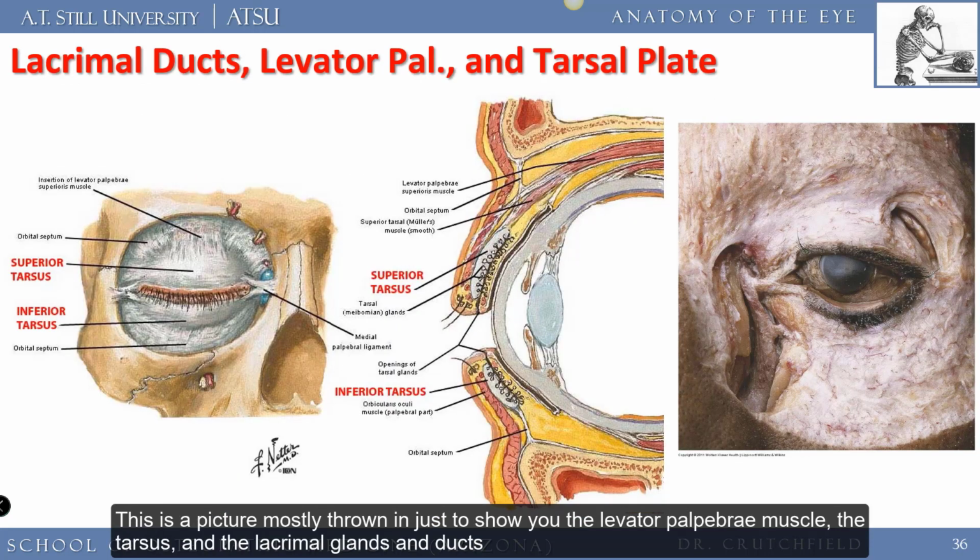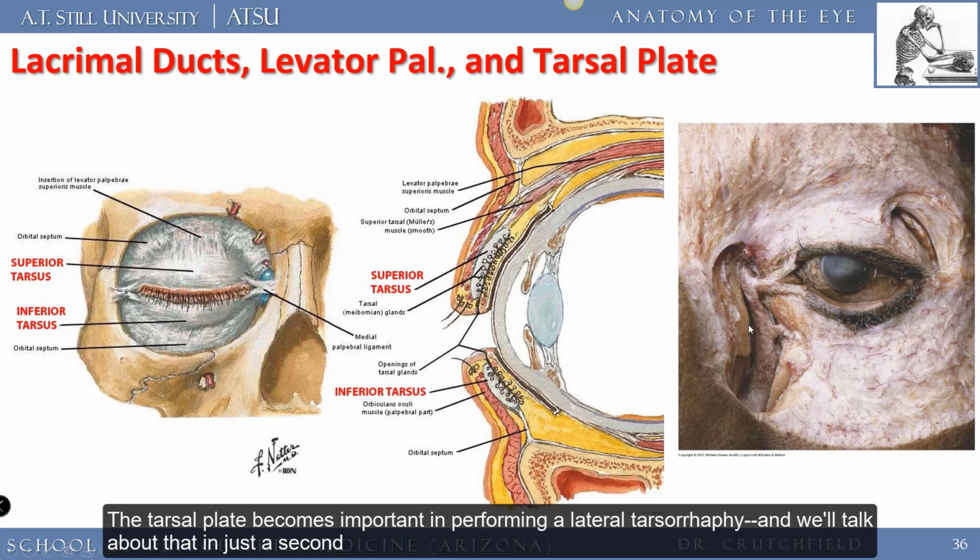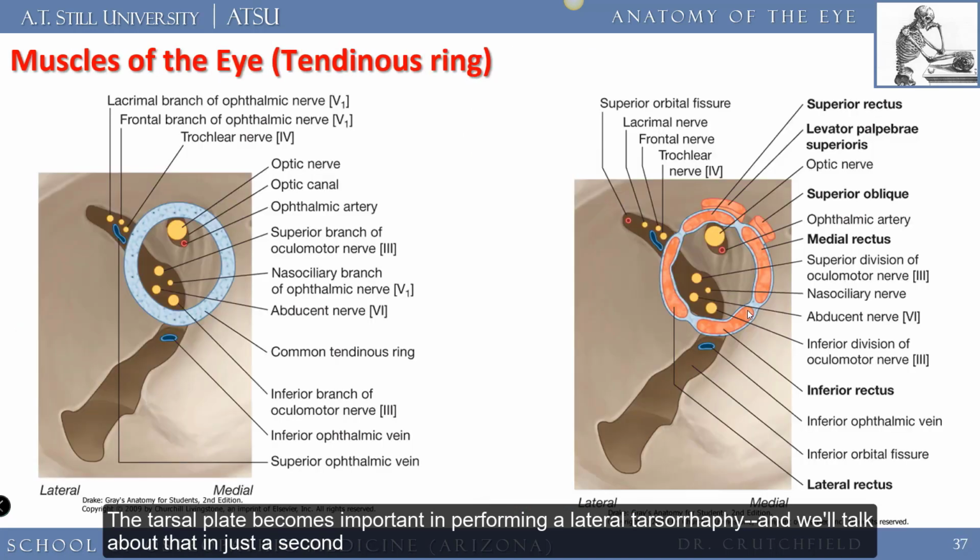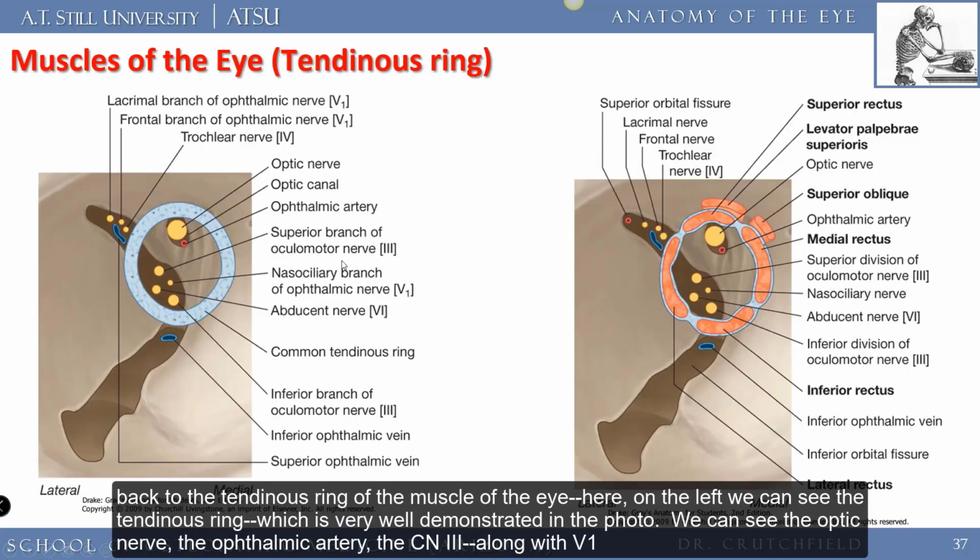This is a picture mostly thrown in just to show you the levator palpebrae muscles, the tarsus and the lacrimal glands and ducts. The tarsal plate becomes important in performing a lateral tarsorrhaphy, and we'll talk about that in just a second. Back to the tendinous ring of the muscle of the eye.